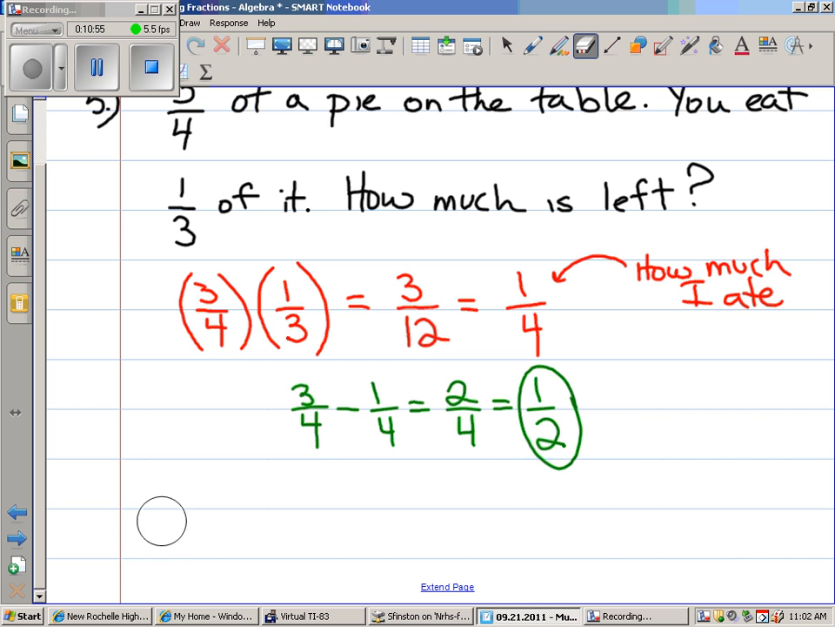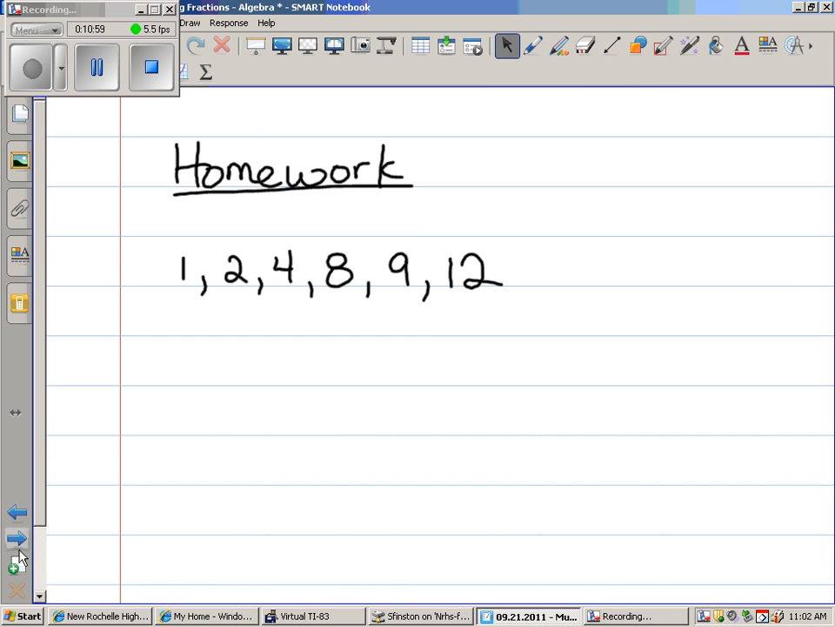Your homework for tonight is from our packet: 1, 2, 4, 8, 9, and 12.